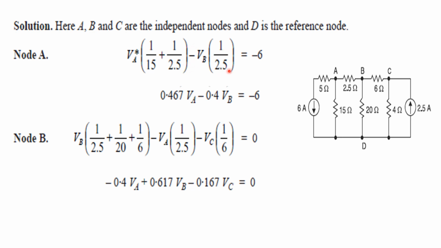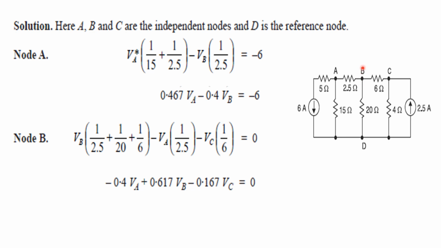One more thing we have to note: we are not considering this 5 ohm resistor. Why is the 5 ohm resistor not considered for the voltage VA? It is omitted because it is connected in series with the current source, so we should not consider it. After simplification of this node equation, we get 0.467 VA minus 0.4 VB equal to 0.6.